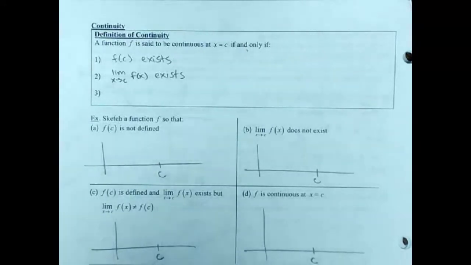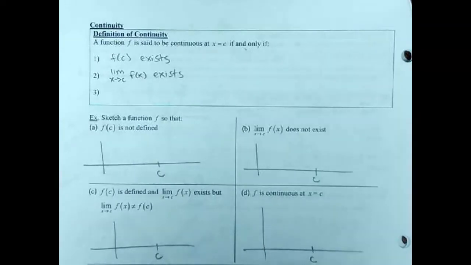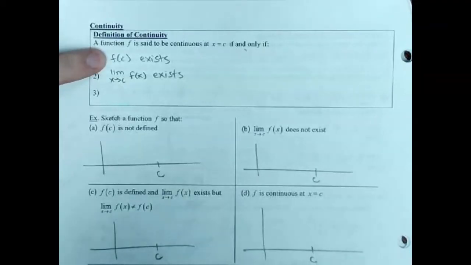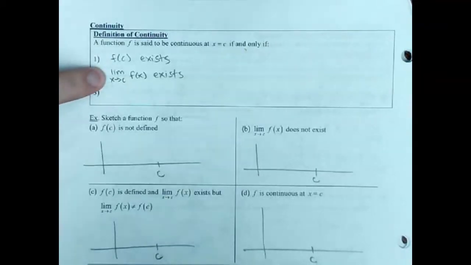But here I have the point exists, which means there's a solid dot somewhere, and here I have the limit exists, which means you're approaching, you're converging to that same location from both sides. And remember, I kind of talked about limits as being the behavior of a function, where the graph is supposed to be. So here is where the graph is. Here is where the graph is supposed to be.